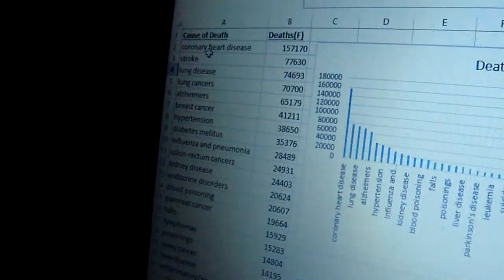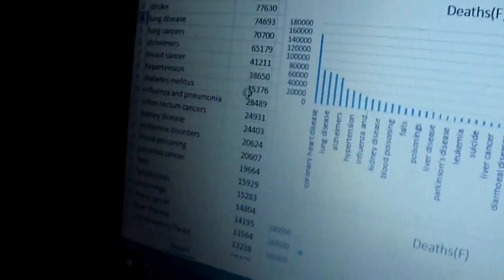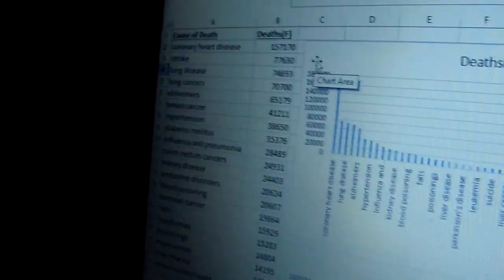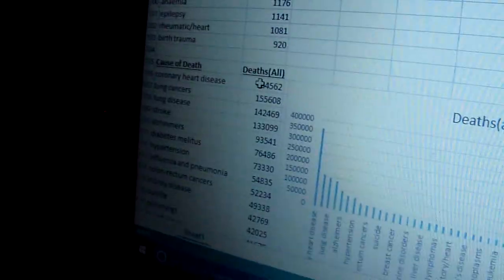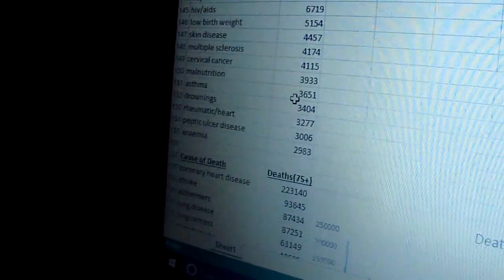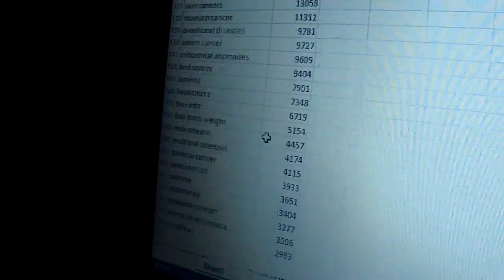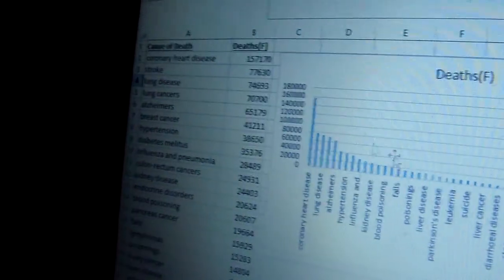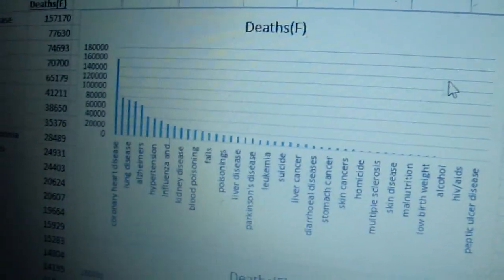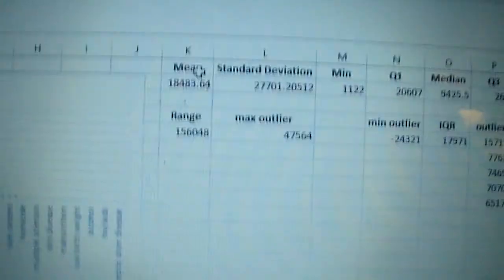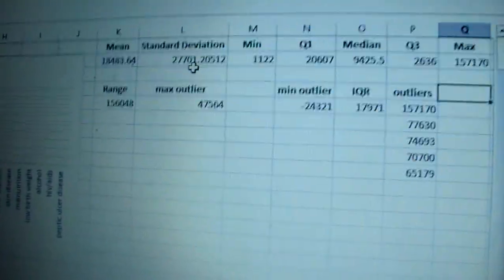And this is the category of variable and the quantitative variables over here, and I have different categories for each one. I have males, females, and then all of them combined, and then the 75 plus causes of deaths there. So first I'm going to start with the females, and this is the bar graph I have. As you can see, heart disease is really high, and then lung disease, and it goes down because I sorted them from greatest to lowest.